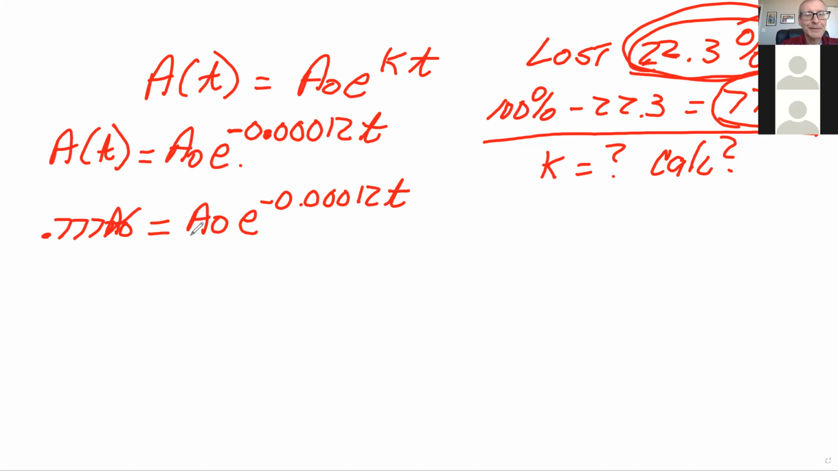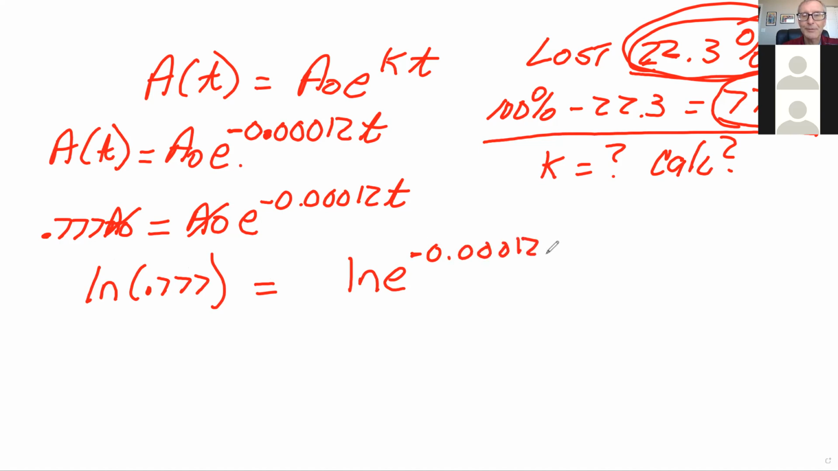So you see these cancel again, all right? And so you would just have natural log of 0.777 on one side, and then natural log of e to the minus 0.00012 t on the other side. So you could rewrite this as minus 0.00012 t times natural log of e, which is 1. Like I said, I think you'll get sick of doing this calculation. I don't think there's that many problems in this section.